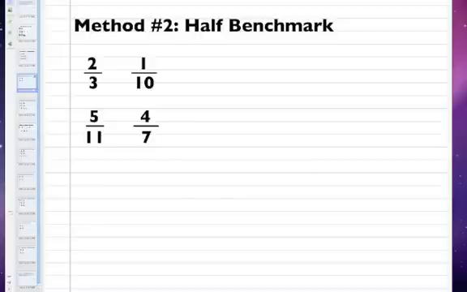Another method you can use to compare fractions is called the half benchmark. In thinking in terms of whether a fraction is greater than or less than a half. I'll show you how this works. If I have the fraction 2/3, I want to think about that 3. Half of 3 would be 1.5. So to have half of a third, I would need 1.5 thirds.